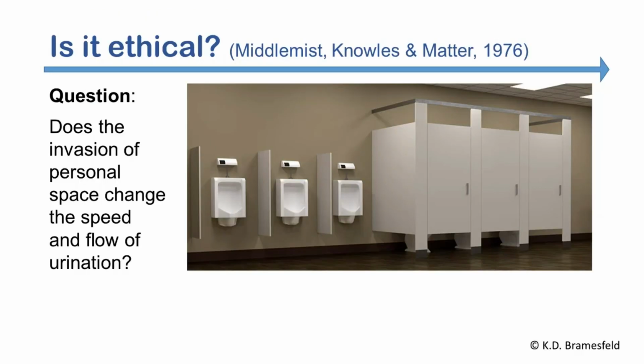Okay, so this was an actual research study published in an actual scientific journal, Middlemist, Knowles, and Matter in 1976. So the key theoretical question is, does the invasion of personal space change the speed and flow of urination? So it gets at this basic question of, does stress influence us physiologically?